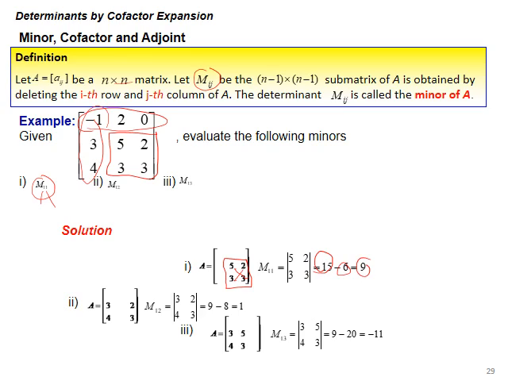Let me change the color. Okay. He asked me for the minor of row number 1, this is row number 1, column number 2, this is column number 2. What is left? 3, 2, 4, 3, as you can see here. Where is it? 3, 2, 4, 3. Now multiply these, it will give 9. Multiply these, it will give 8, and do the math.